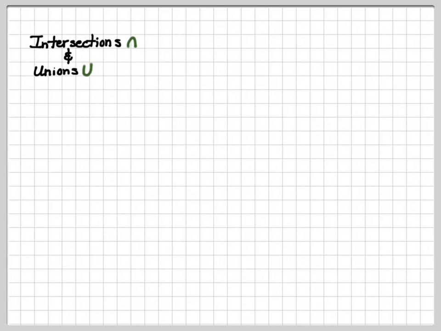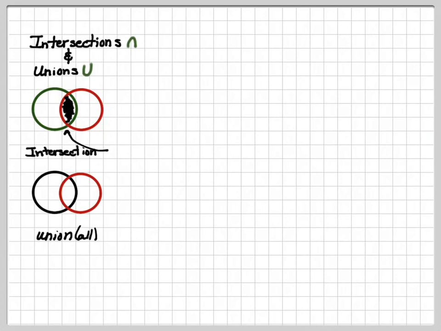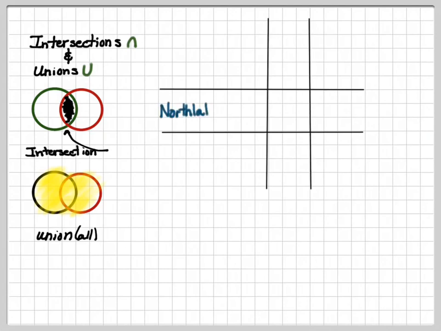Let's talk about unions and intersections. And let's think about a Venn diagram first of all. If I have two circles and the circles are overlapping, the part that overlaps is the intersection. And that means the things that are common to both of those circles or both of those sets. The union is anything that is in one set, the other set, or in the intersection of those sets. So that would be everything.